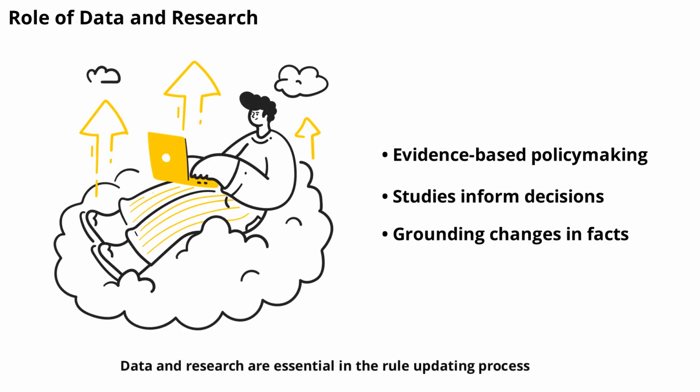Data and research are essential in the rule updating process. Evidence-based policymaking relies on accurate information to identify problems, predict impacts, and measure results. Governments often commission studies or consult experts to ensure that rule changes are grounded in facts, not just opinions.